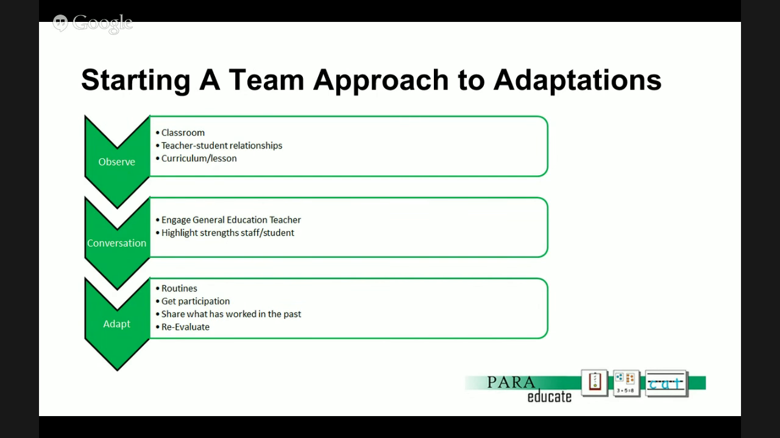And so team approaches to your adaptations, again, involve the paraeducator, the general ed teacher, and the special education teacher or the case manager of the student. So you're going to start really easy by observing the classroom, how the teachers work with the students, and where you're going, usually through the syllabus for secondary. All of those observations, probably per unit, would take about a week.